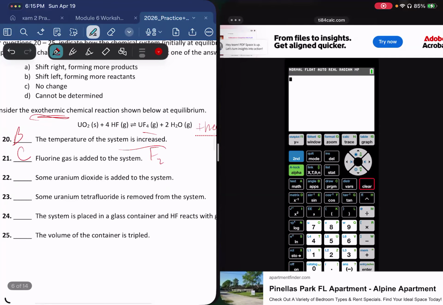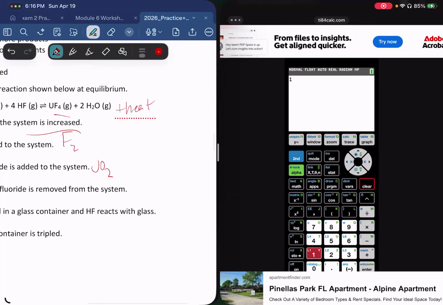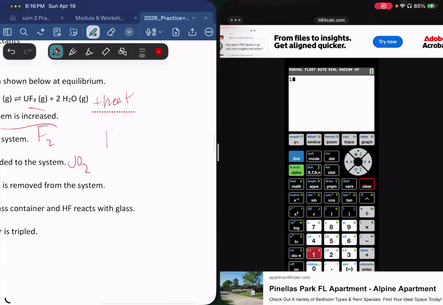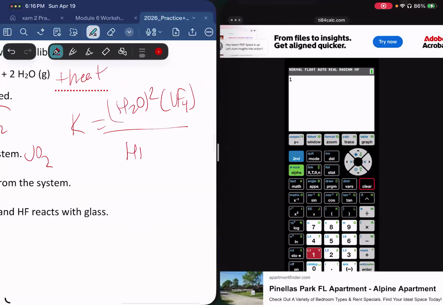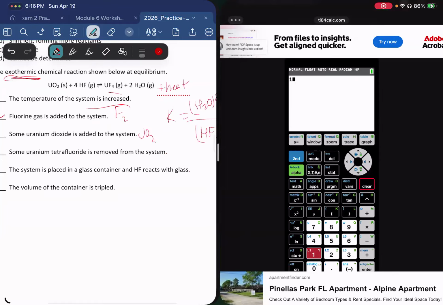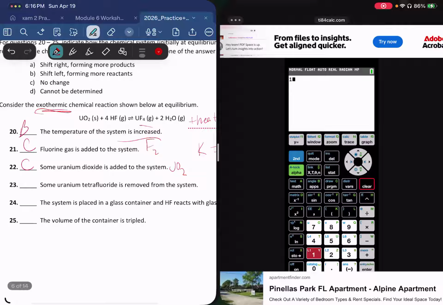Adding uranium dioxide to the solution: the issue is it doesn't change anything at equilibrium because it's a solid. Solids don't do anything at equilibrium. If I were to write the K value, it would be H2O squared times UF4 over HF to the fourth power. You would not include UO2 in the equilibrium, so even if you add some, nothing's going to happen. So it's going to be C.